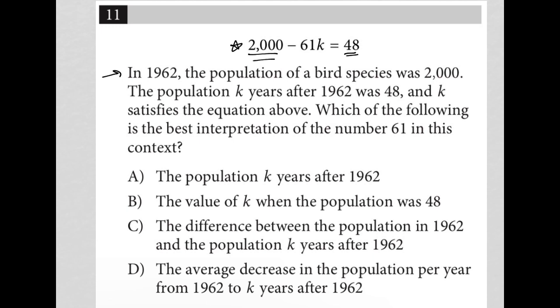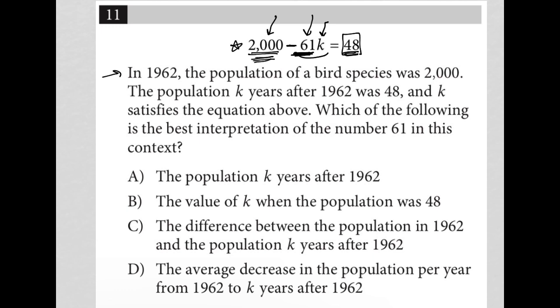Okay, so to me, if K represents a number of years, this is our starting point, we must be losing 61 birds a year, right? Because after K number of years, we're going to have 48 birds. We started off with 2,000 birds. We're losing 61 per year, which is why it's minus. And then once we multiply that 61 by the number of years, for however many years that is, we end up with 48 birds. So that makes complete sense to me.